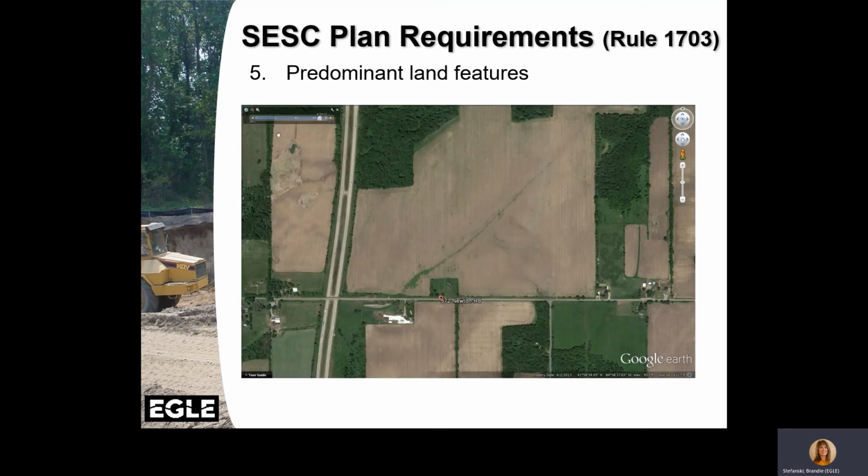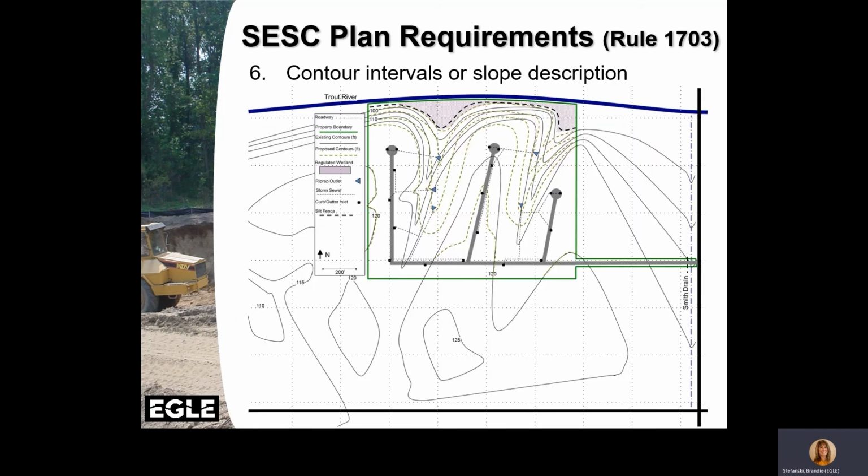Predominant land features. What land features are currently there, and what will change? Examples of predominant land features are roads, trees, farms, houses, and water bodies. Slope information. This should include pre- and post-construction conditions.